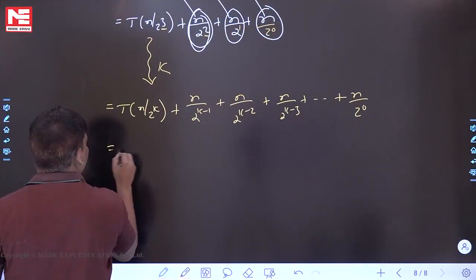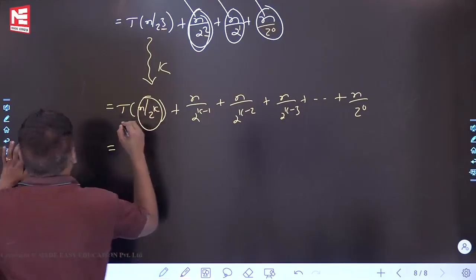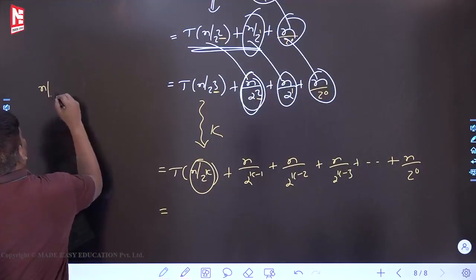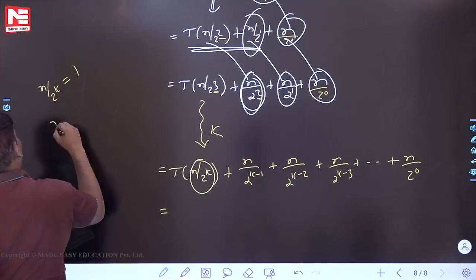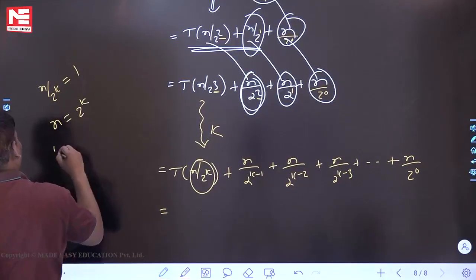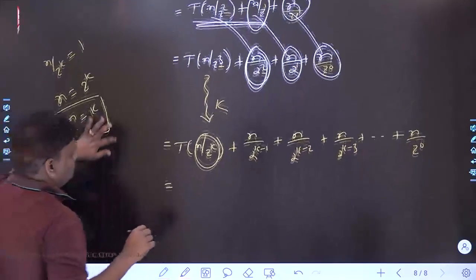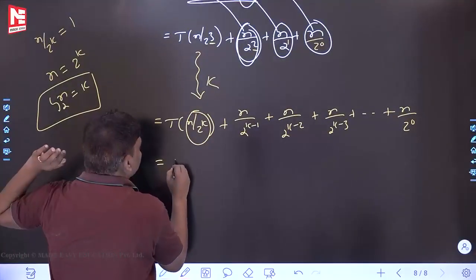Next, what is the answer? This should be the termination. What is the termination? Please check yourself. I think it is 1. n by 2 power k is equal to 1, so n is equal to 2 power k, so log n base 2 is equal to k. k is log n base 2. Now, what will this become? T of 1.